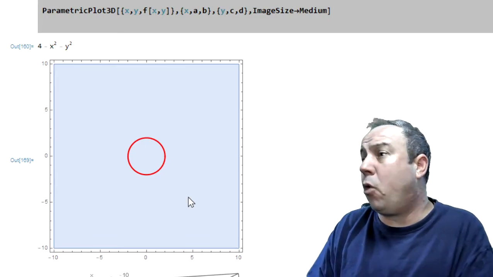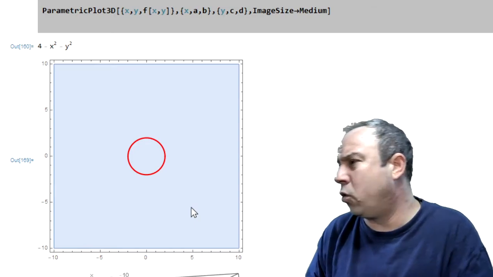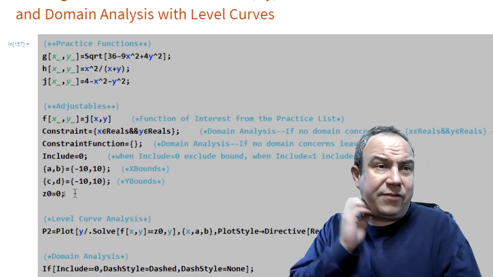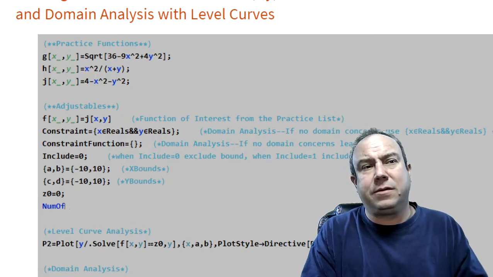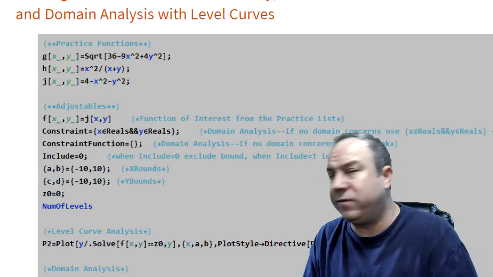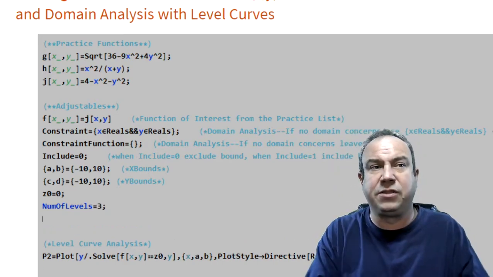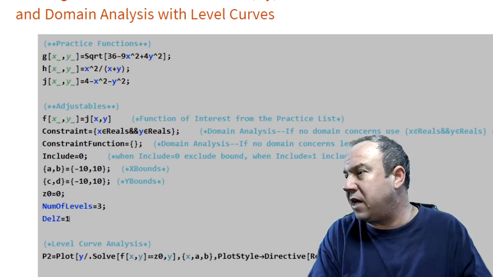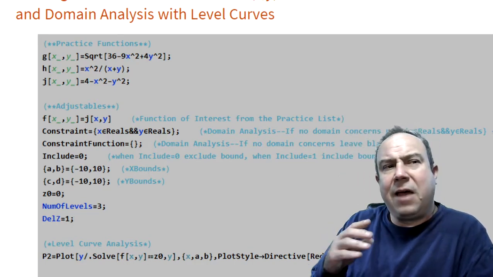Now, if I want to put in some more level curves, one level curve really doesn't show us that much information. We might want to have more than one level curve. So let's do that. And the way we're going to lay this in here, folks, is we're going to have our number of levels. We're going to set our number of levels above or below this null value. So maybe we're going to set this initially for 3 levels, and then we're going to set a del z. Del z is going to be the difference between each level, and maybe we'll make that initially the value of 1.